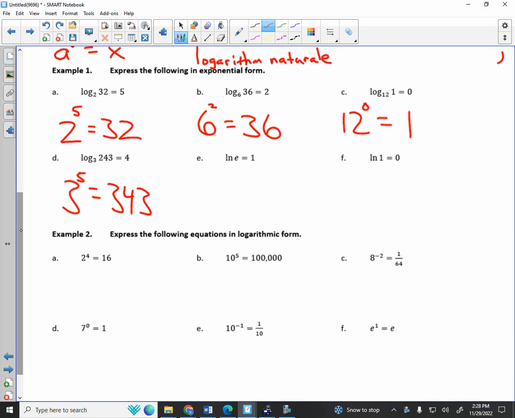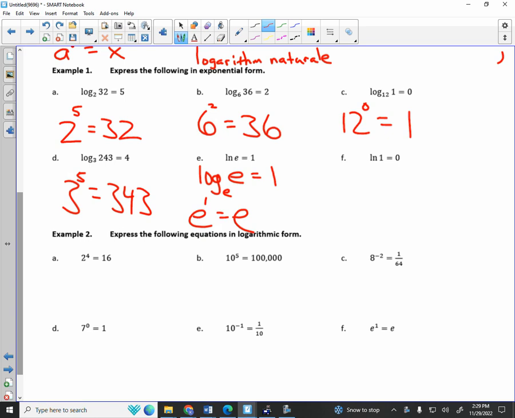Now, anytime you have the natural logarithm, that is a log with a base of e. So this means log base e of e is equal to 1. Okay, so you see the e, you see the equals, and you see the 1 right there. So this ln just means log base e. So you would write this as a base of e to what power? 1 is equal to e. Does it make sense that e to the 1st is e?